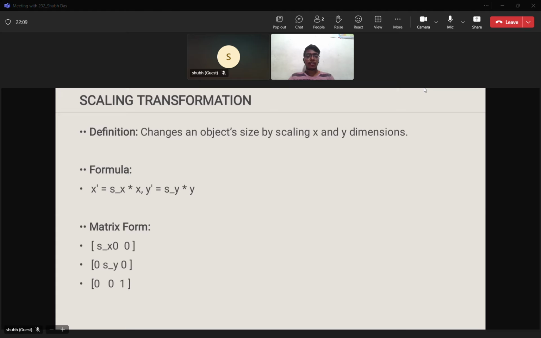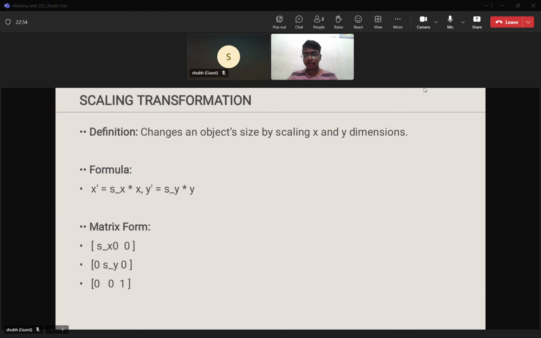The third type of transformation is scaling transformation. Scaling allows us to change the size of an object either by enlarging or reducing it. So it stretches or shrinks an object along the x-axis, y-axis, or both. If we apply scaling factors for the x-axis and y-axis, the formula comes out as x dash equals sx times x, and y dash equals sy times y, where x dash and y dash are the calculated values after scaling, or the new coordinates.